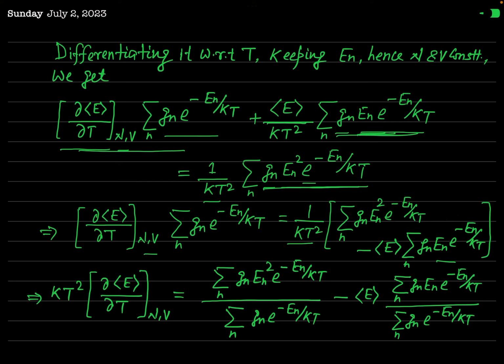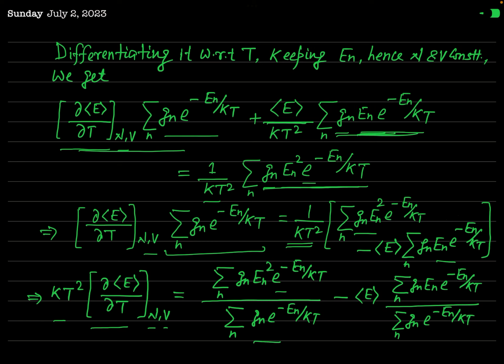Okay. Now multiply by this kT square in the LHS and divide by this factor summation over n Gn e to the power minus En by kT to each term of the RHS. So your result will be kT square times del E by del T at constant N and constant V, and that will be equal to this first term, that is summation over n Gn En square e to the power minus En by kT, divided by this much.